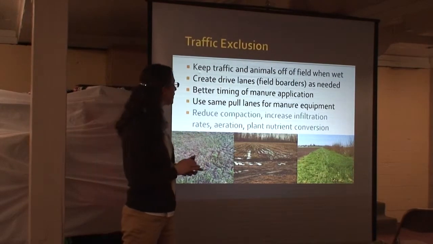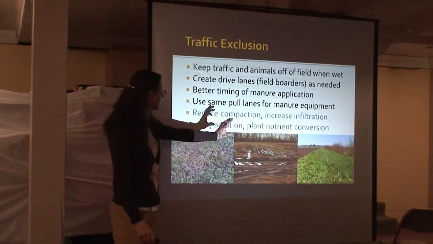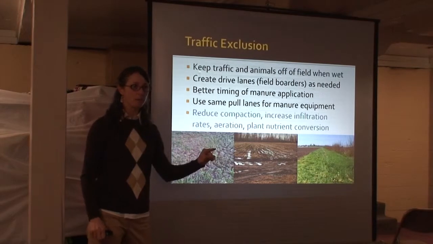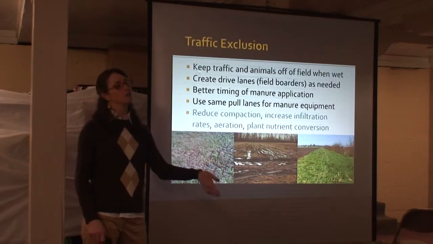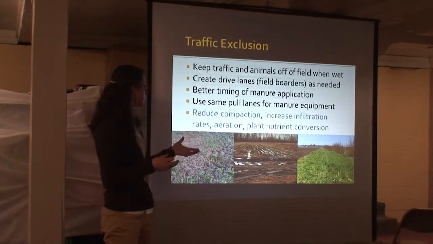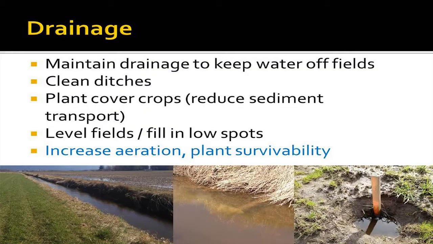This doesn't always work in all areas, but it has the potential. So this traffic exclusion, that's your number one for reducing compaction, which is our major issue for that top layer of soil. So you're going to have reduction of ponding issues and better infiltration rate, aeration, and plant nutrient conversion overall. Drainage, as well, I kind of mentioned this.